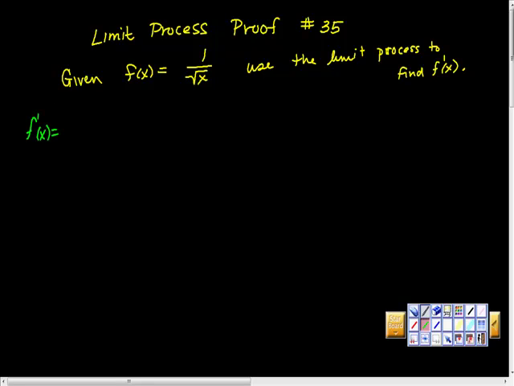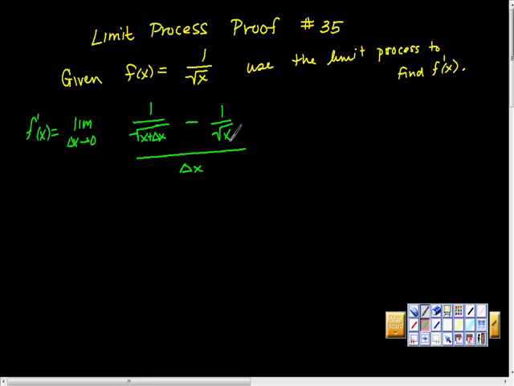is equal to the limit as the change in x approaches 0 of f of x plus change in x, so it's 1 over the square root of x plus change in x. Why did I do that? Because we're using that process, and the first thing I'm going to do is replace this piece. So where I found an x, I put x plus change in x, minus f of x, and f of x is 1 over the square root of x, all over the change in x.